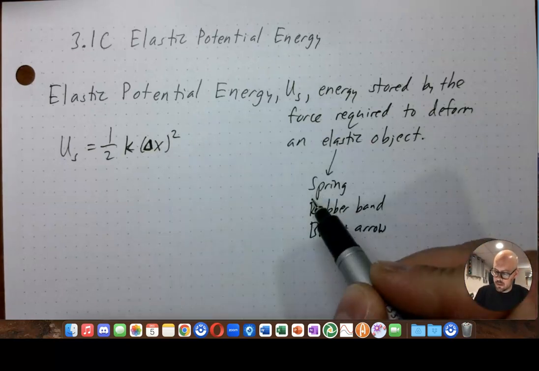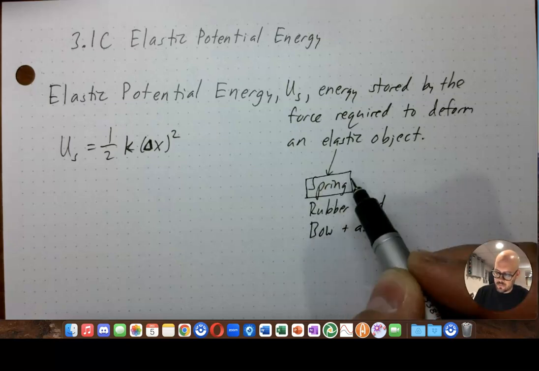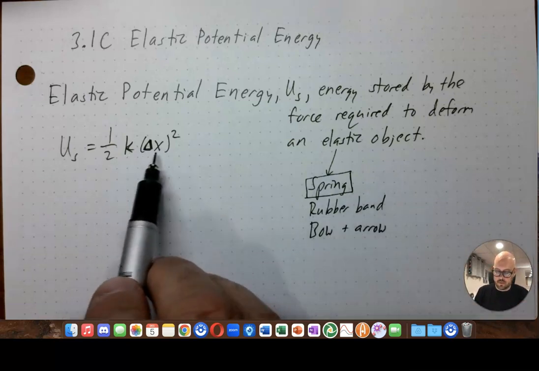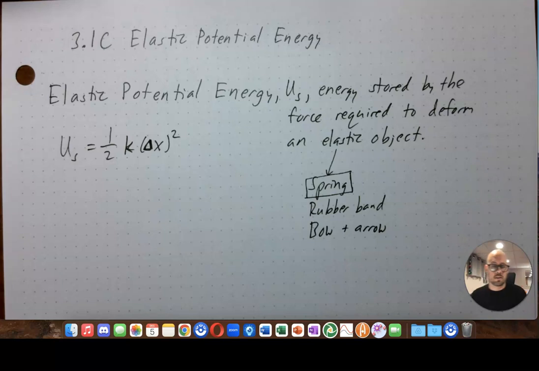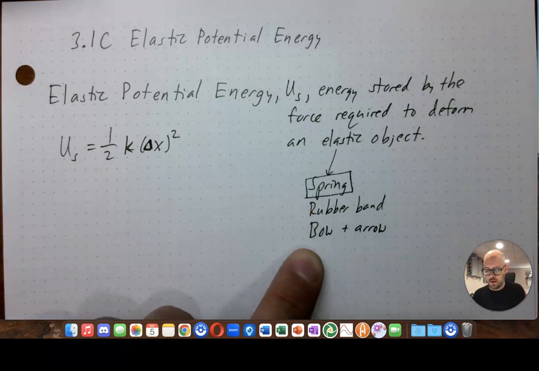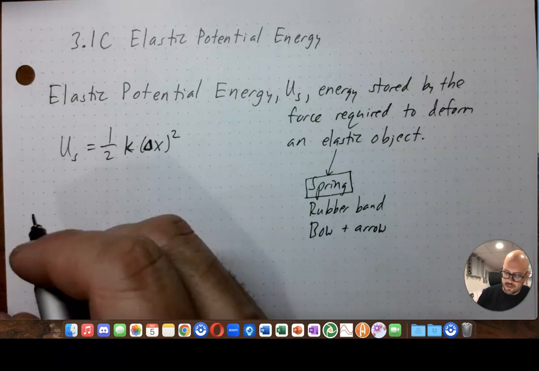Now the spring, again, the reason why AP Physics 1 uses only springs for this is because the variables used for it are consistent with the spring force. But you can model rubber bands and bows and arrows using the same sorts of variables. So that's kind of it for elastic potential energy.